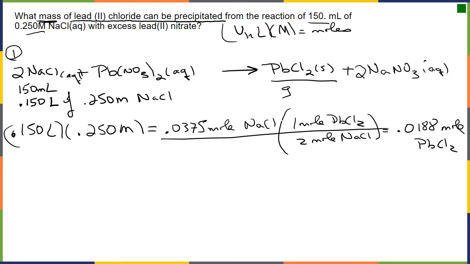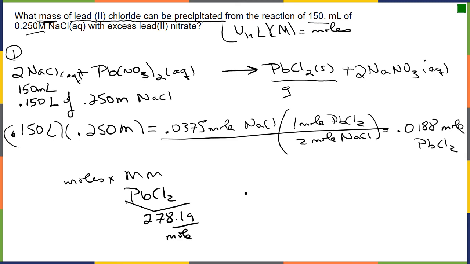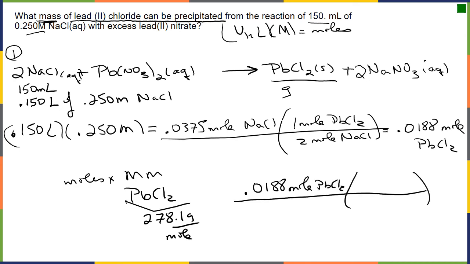Now, I'm asked for mass. To get grams, we know we have to take moles multiplied by molar mass. So we need the molar mass of lead chloride. We add up our lead and 2 chlorides, and we get a molar mass here of 278.1 grams per mole. So we're going to take 0.0188 mole of lead chloride and multiply this by 278.1 grams per mole, for a total here of 5.23 grams of lead chloride.